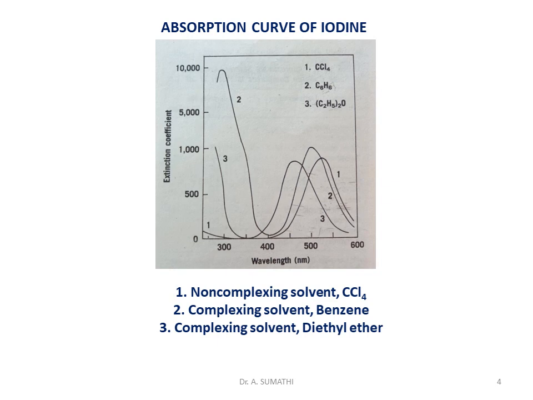This is the picture which shows the absorption curve of iodine, in which you can notice three different curves. Curve number 1 denotes no complex formation with carbon tetrachloride, and curves number 2 and 3 denote the complex formation curves with benzene and diethyl ether.